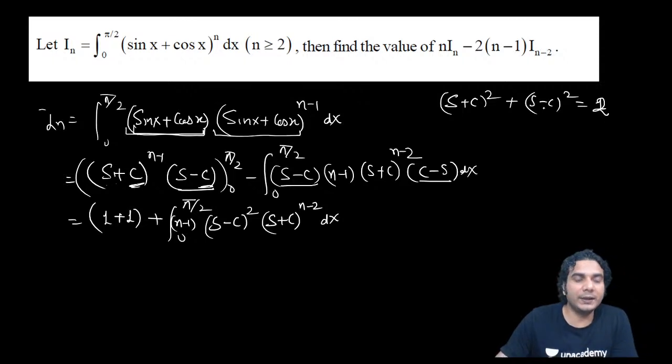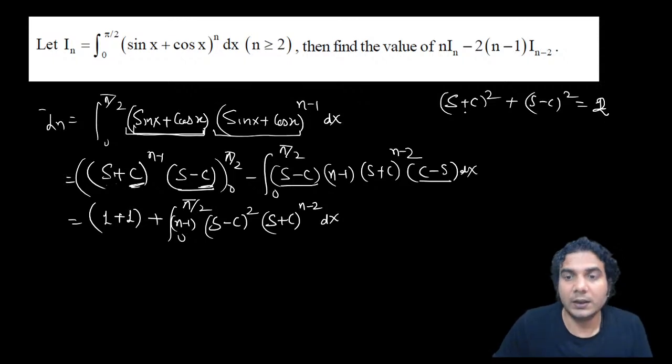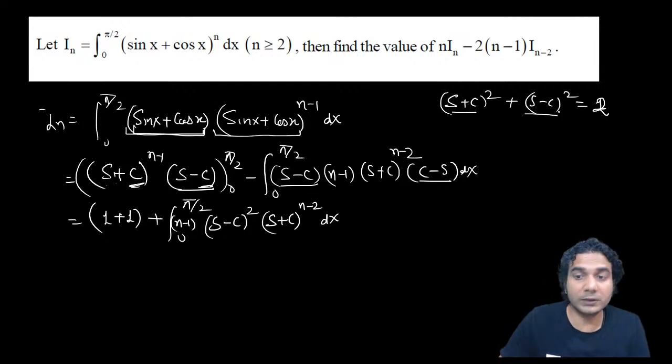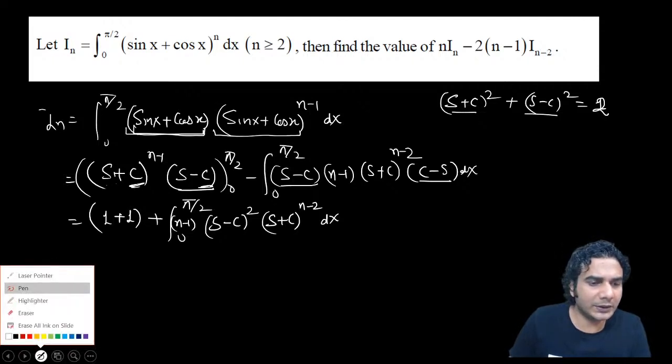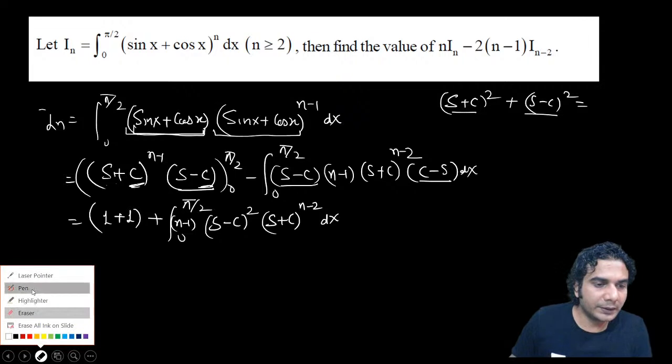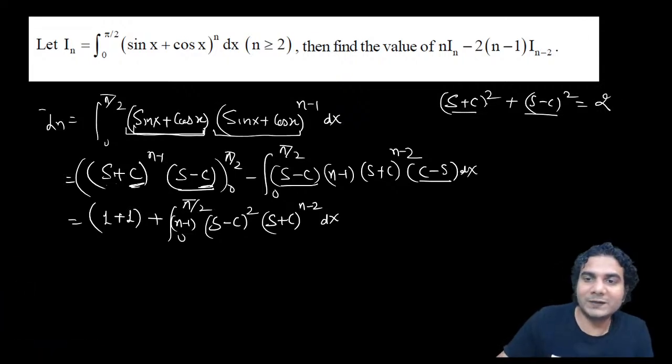Okay, because 2 sine into cos will cancel each other, and sine square plus cos square will become 1 in this, and sine square plus cos square will become 1 in this also. So 1 plus 1, 2. Okay, so that is a very simple relation. You must know it. Either expand it, you'll get it. Expand it if you're not getting. Expand these two, you'll get it.